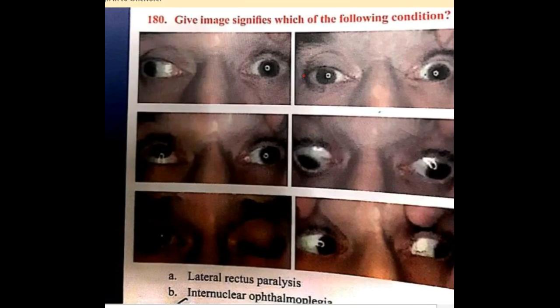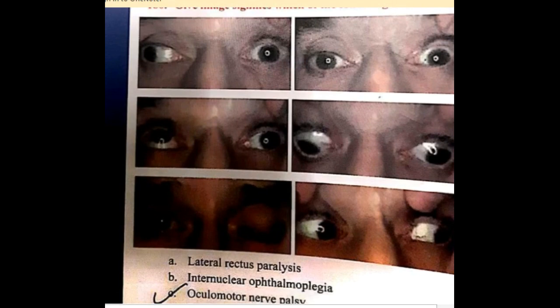Then next question. The given image signifies which of the following conditions? You were given the images. Here the patient is abducting this eye, so this eye should move like this, but here it did not move. So there is loss of adduction in this eye. Second, both of these are normal. Next, here this eye is elevating. When you elevate one eye, the other eye should also elevate, so there is loss of elevation in this eye. Then here there is depression, and here the depression is also not prominent.